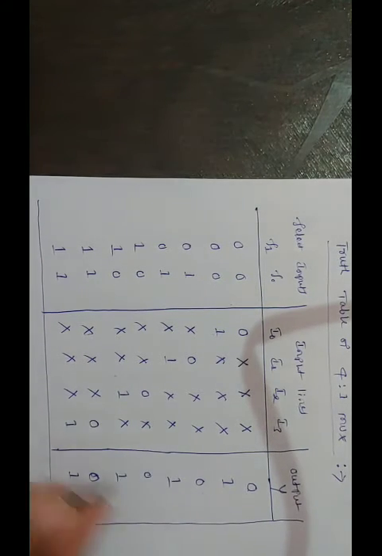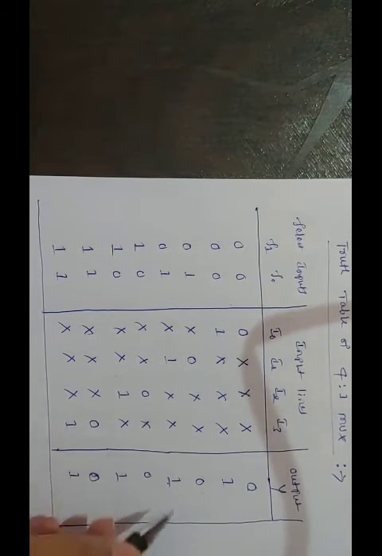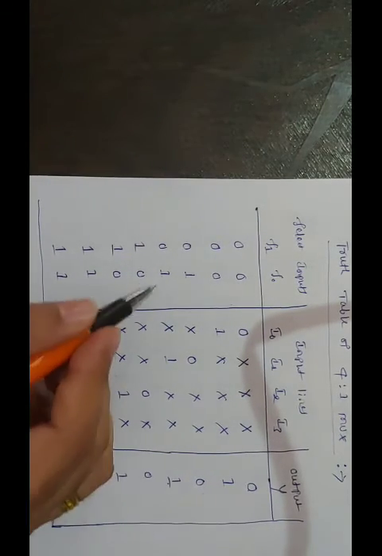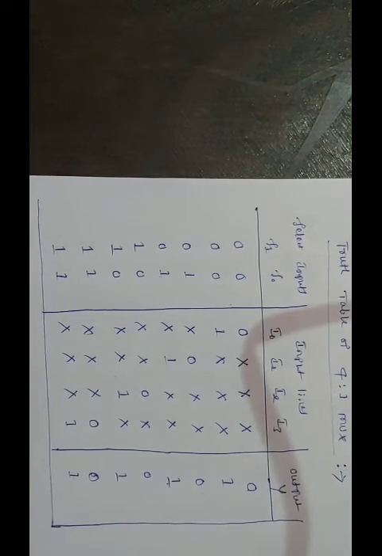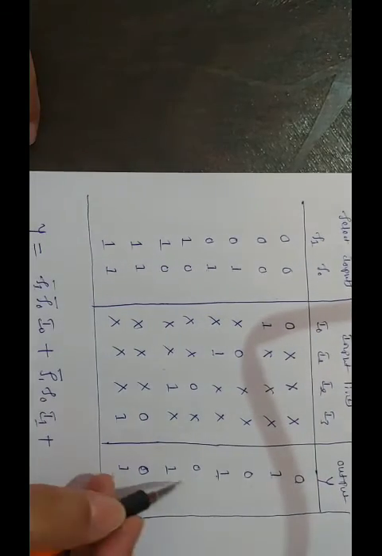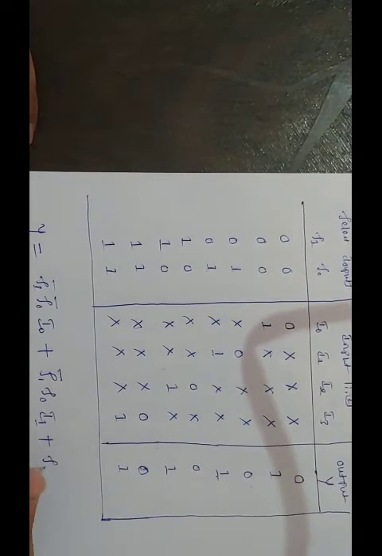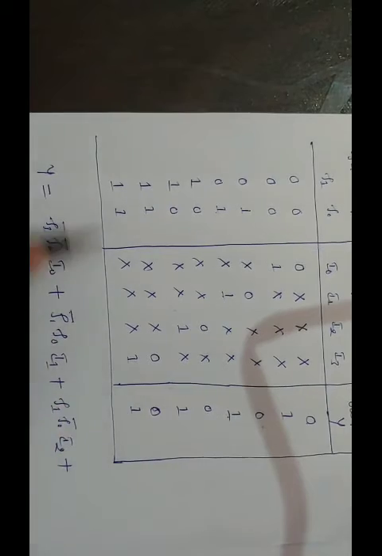Then plus, because one more 1 exists in the output column, look at the inputs: again S1 bar because 0 is there, and S0 because it is 1, with I1. Similarly plus, because one more 1, now it is S1 S0 bar I2. Plus, one more 1 is there at the last, so S1 S0 because both are 1, 1, again I3.